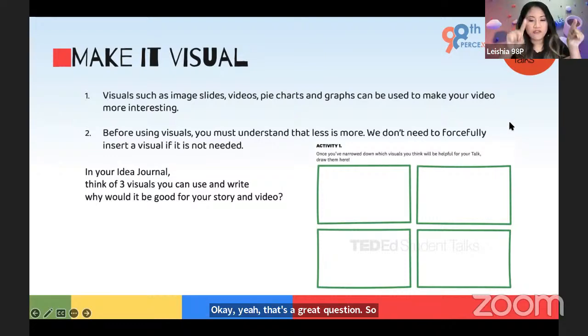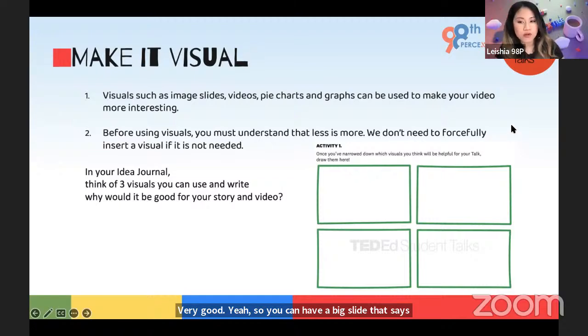So everyone, again, in the 4 squares that you see, you will write possibly 4 types of visuals that you would like to add to your speech. A visual could be something in a slide, okay, or maybe a prop if needed, but usually it could be a slide. Maybe you'd like to add a picture. If you're talking about pollution, maybe provide a picture of how the world is very polluted. I think I got it, ma'am. Okay, what's the visual that you would like to share? Do not waste food. Very good. Yeah, so you can have a big slide that says, do not waste food. Awesome. So yes, you can do that, or also a quote.